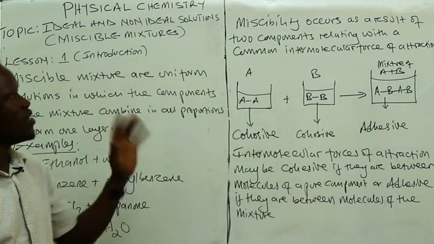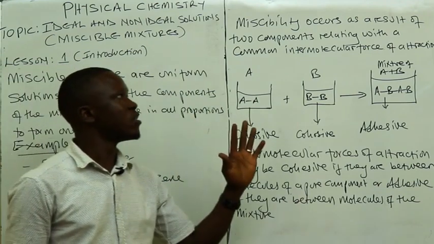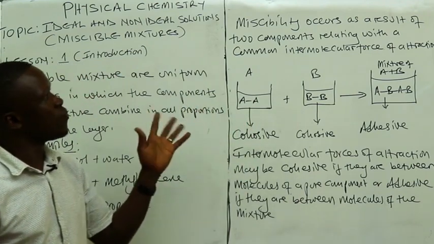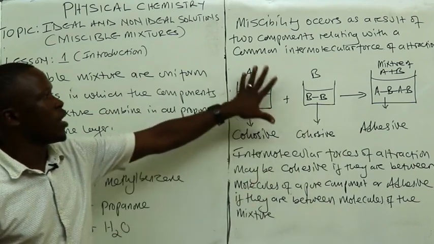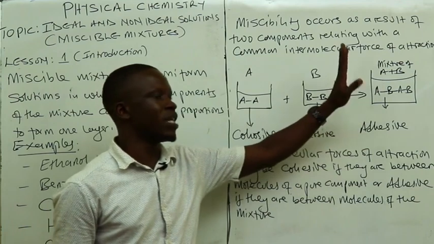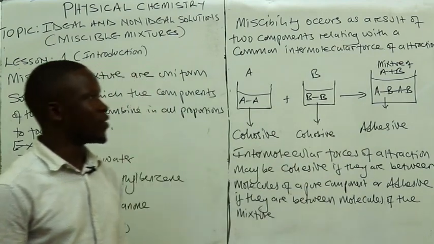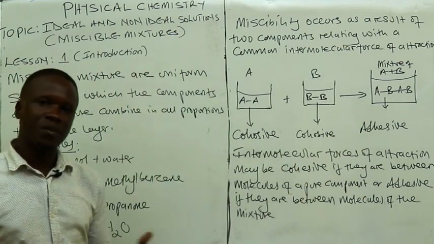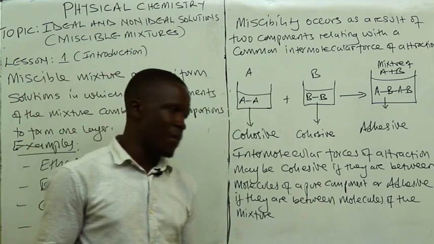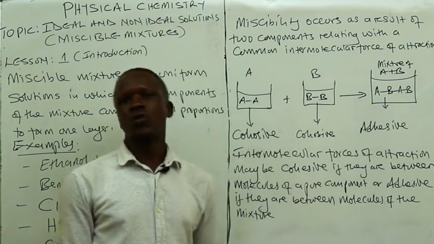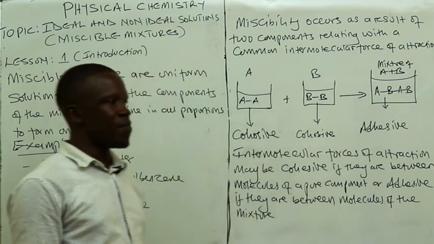We are saying miscibility occurs as a result of components relating with a common intermolecular force of attraction. Two components, A and B, decide to relate by formation of a mixture, and AB must be formed, with intermolecular forces of attraction between molecules of A and B. Should they refuse to relate, then we shall form an immiscible mixture.